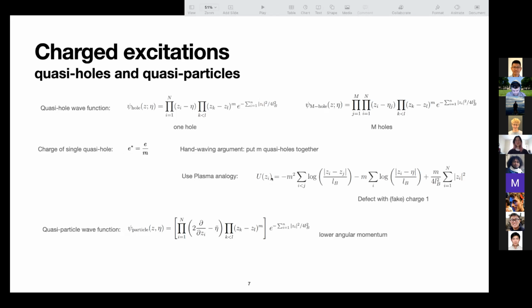This may not look very convincing, but again, we can use the plasma analogy we just learned and write the fake potential, which looks like this. For this one-hole wave function, we get an additional term, which looks like this. It's a defect with charge 1.